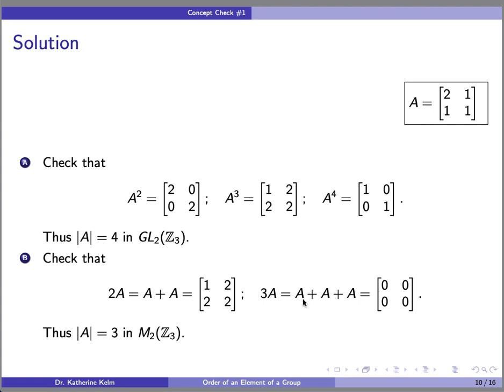3A is A plus A plus A. And when you work that out, you do get 0, 0, 0, 0. Therefore, the order of A is 3 in M2Z3.